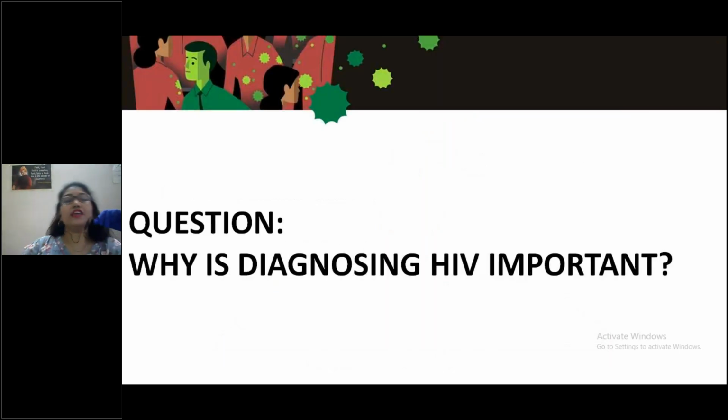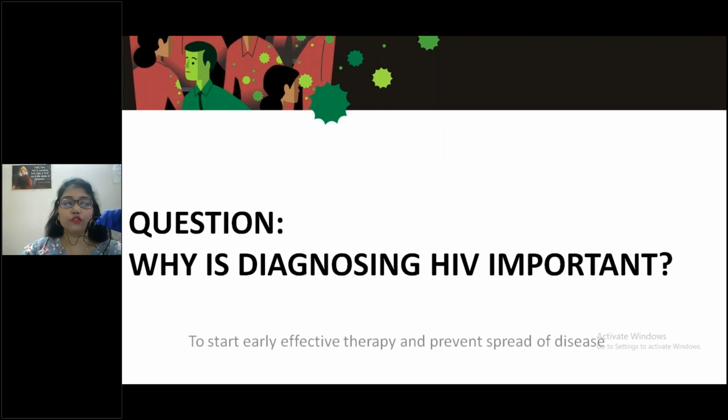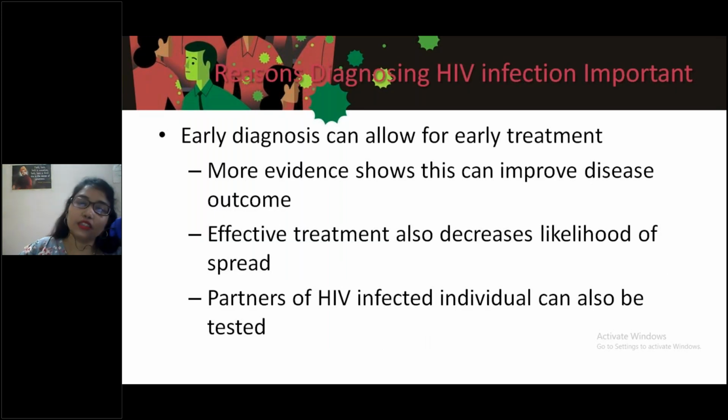Okay. So why is diagnosing important? Because we have to start early and effective therapy, and we have to prevent the spread of disease. So early diagnosis naturally will allow for early treatment, and more evidence will show that this will improve disease outcome, and effective treatment also decreases the likelihood of spread, and the partners of the individual can also be tested.